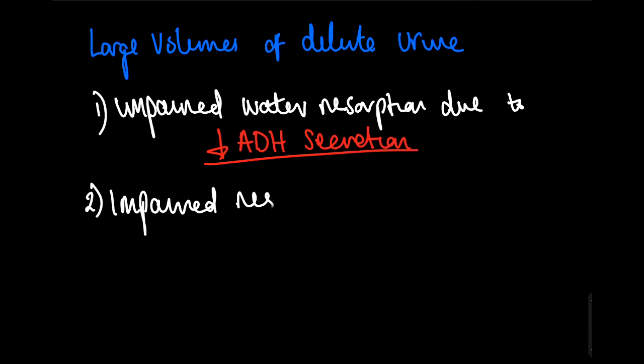So ADH stands for antidiuretic hormone. This prevents you from going to urinate as much, because diuretic is passing lots of urine, and an antidiuretic hormone is the opposite of that.